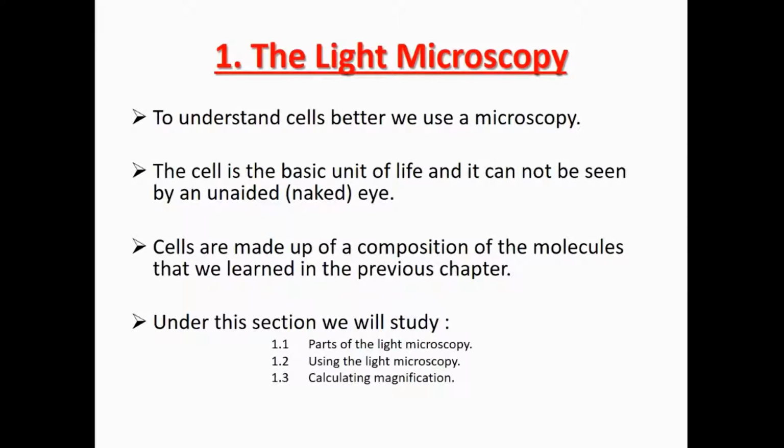Light microscopy is a tool we use to understand cells better. Since cells are so small, they cannot be seen by the naked eye, and so we use the light microscopy to magnify them and study them better. Remember, cells are made up of a composition of molecules that we learned in the previous chapter, both the organic and the inorganic molecules. Under this section, we will study the parts of the microscope and using the light microscope, while calculating magnification is going to be self-taught.